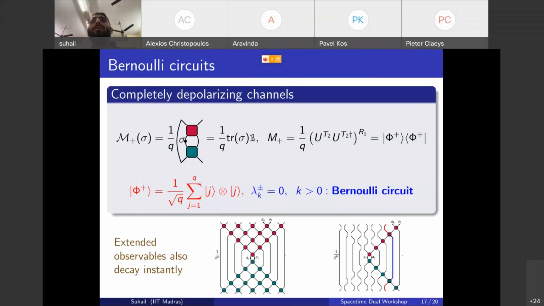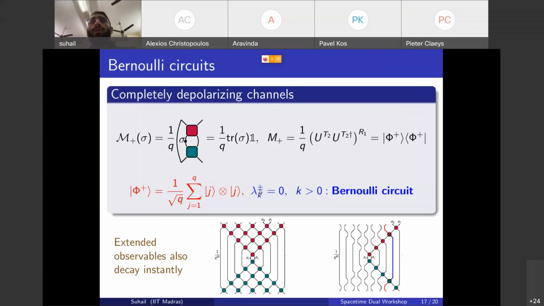a completely depolarizing channel. Why? Because in this case, U T2 dagger is just identity. The realignment of identity is just this projector, which is phi plus, the generalized Bell state. So all lambda k's in this case are just rank 1.